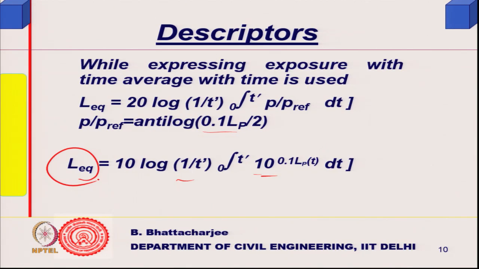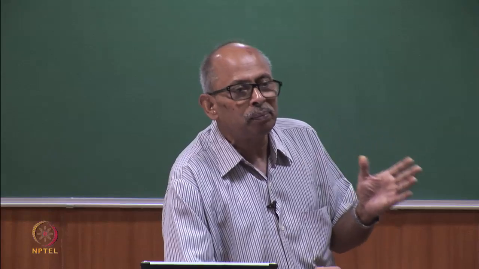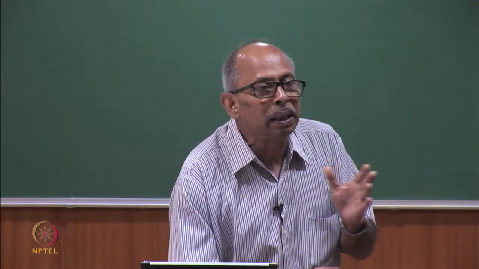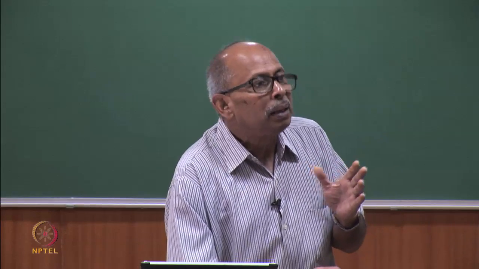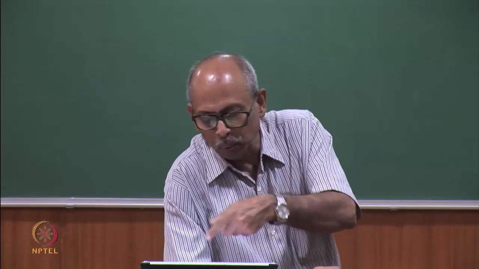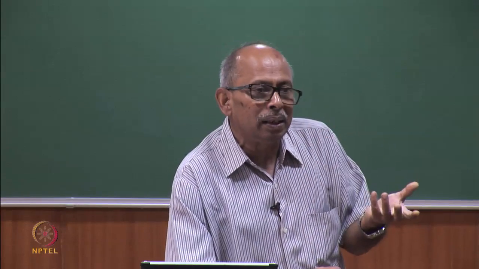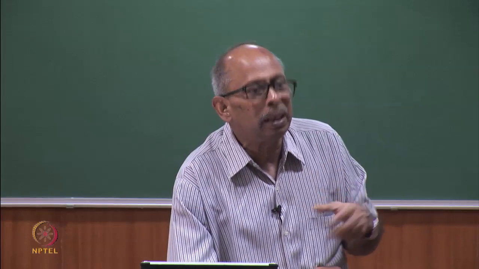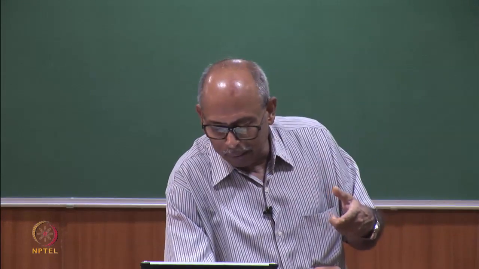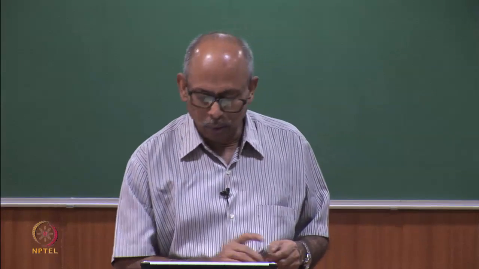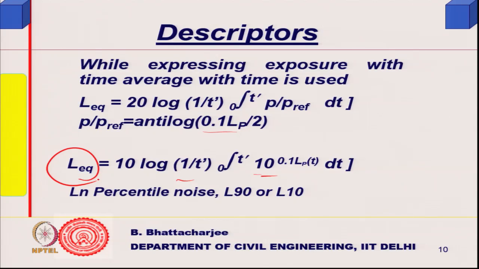So L equivalent is nothing but the averaging over time, and you can't add the dBs just arithmetically, they are not in linear scale. So what you do, you take 10 to the power of P by P reference 0.1 and so on, integrate it, that means sum it up, divide by the time during which you have taken the measurement, that gives you the average. Now take 10 log of that, and that would give you the value. So this is how we find out L equivalent.